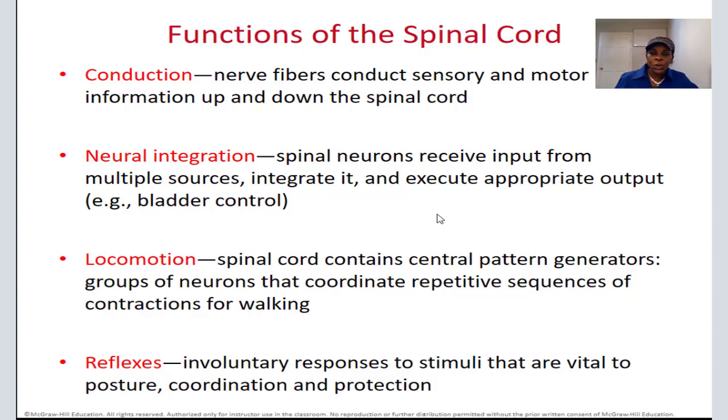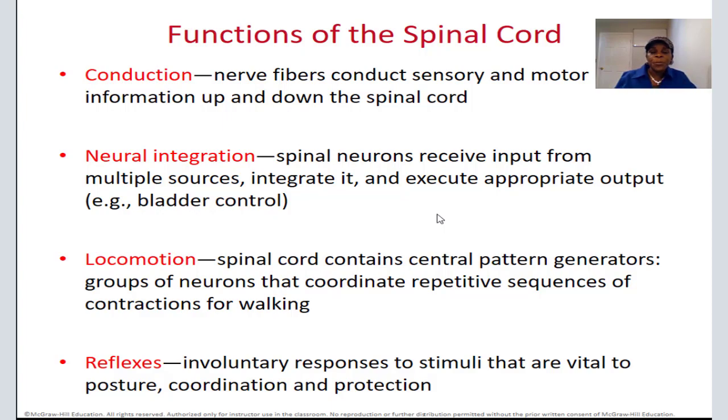What about neural integration? When the information goes up the spinal cord to the brain, or to the spinal cord itself, it has to be processed. The spinal cord has to make sense out of it to give a proper response. For example, when we're walking, locomotion, our spinal cord has a specific machine that will give a specific pattern to our walking so it can be smooth.